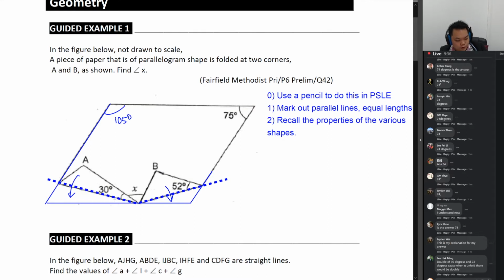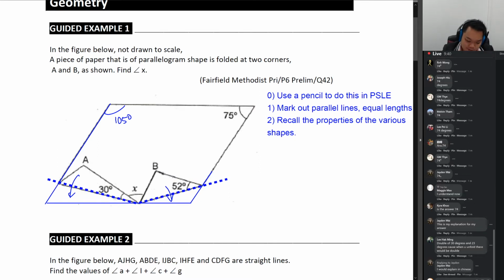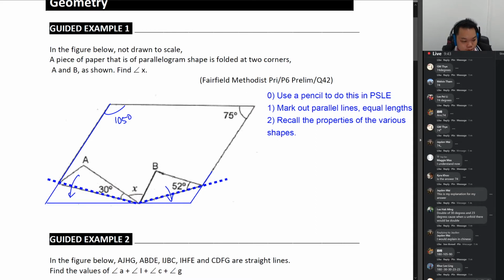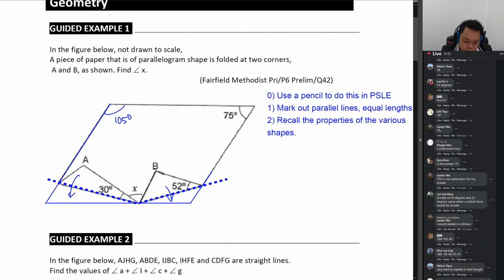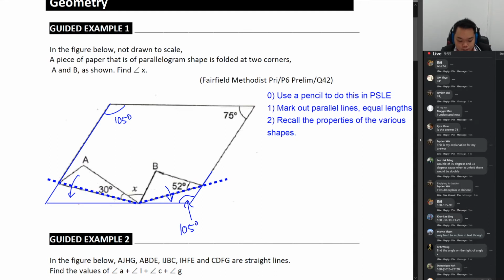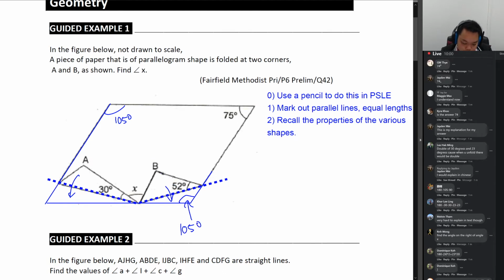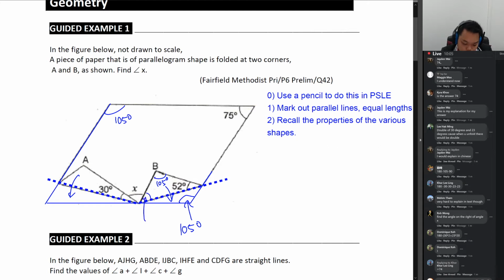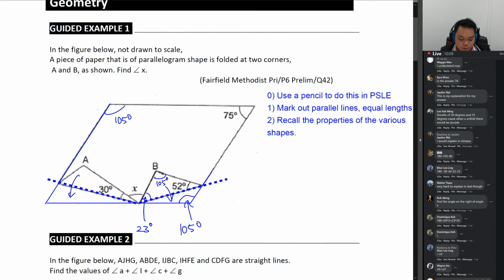Double of 30 degrees and 23 degrees. Okay, then how do you get the 23 degrees? Very good. Okay, you all got the idea. Because once you know that this is 105 degrees, or if you know that this is 75 degrees, you can conclude that this portion here is 105 degrees, which is also the same as this angle when you fold it up. So if this is 105 degrees as well, then this portion here will be 23 degrees. Correct?